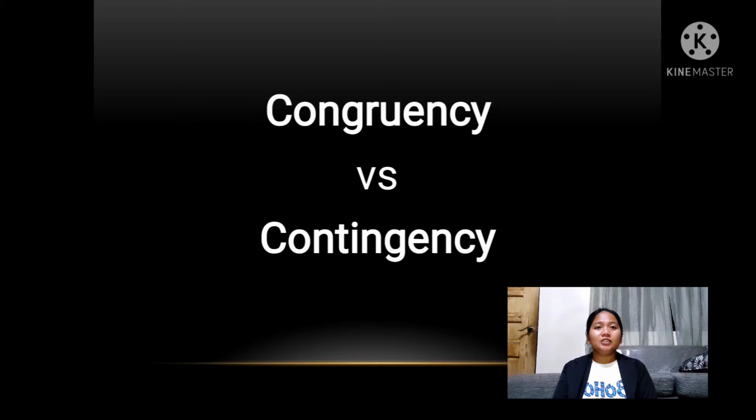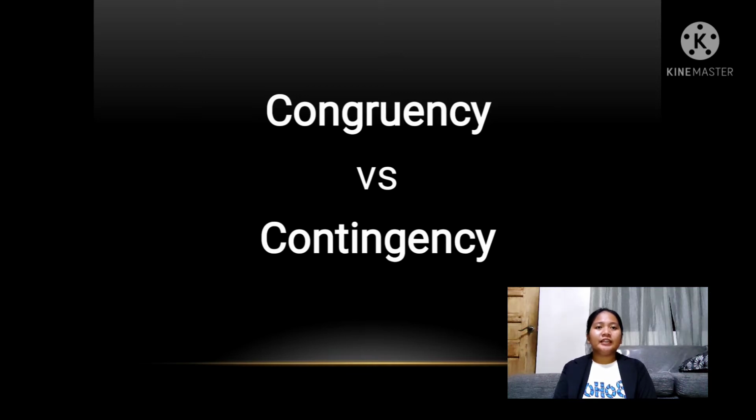So now, let's operationally define first the terms congruence and contingency. Congruence refers to the degree of alignment between what was desired and what was actually achieved, while contingency refers to the relationship between one variable and another. For example, between curriculum and the community context.